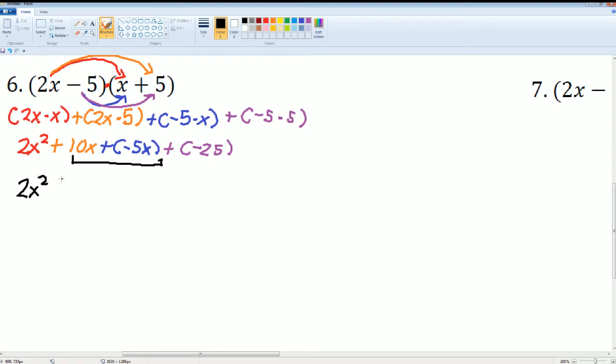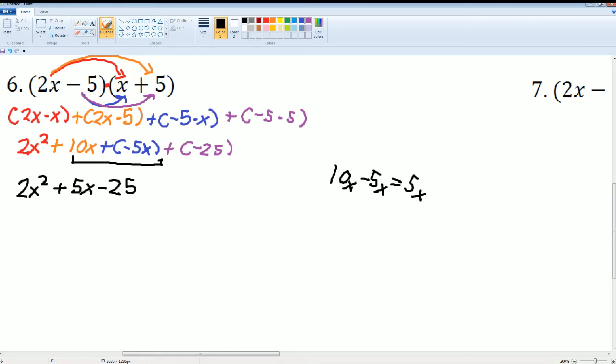10x plus negative 5x just becomes 5x. Again, that is 10 minus 5 will get you 5. 10x, 5x, so the answer is 5x. That's how I got it. Plus, what is this? Negative 25. Okay, there you go.